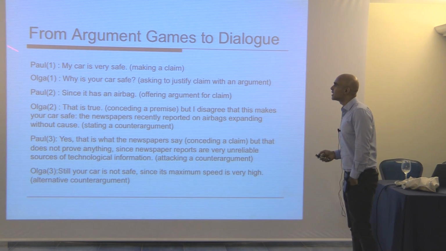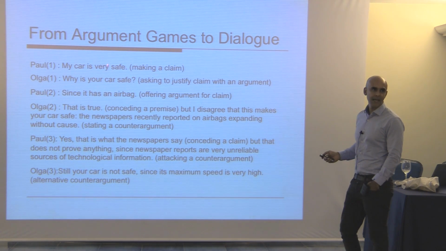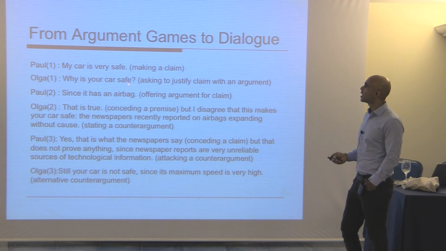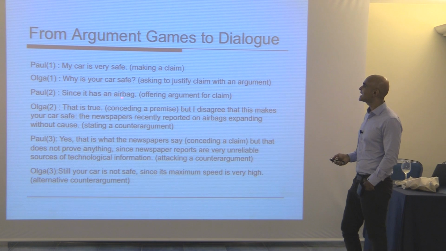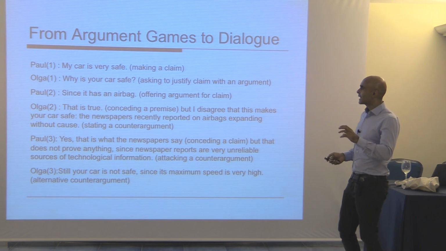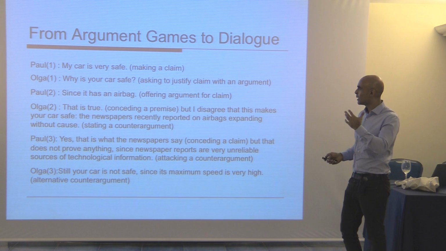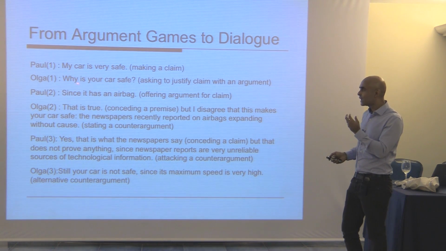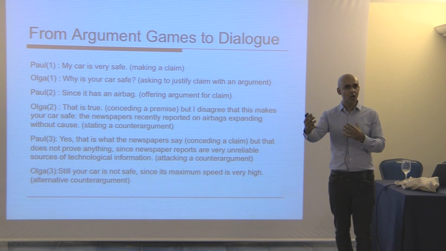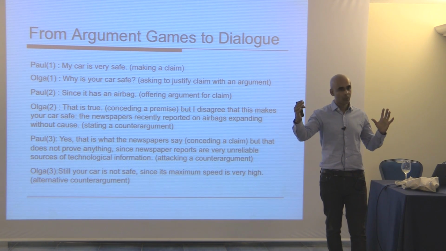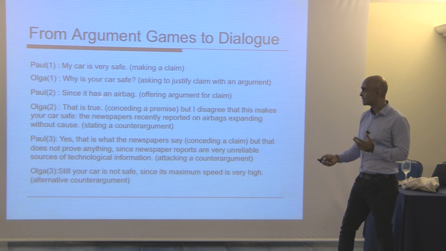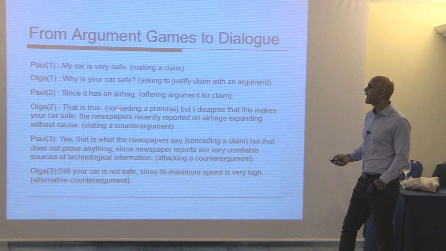So Paul starts in this style. My car is very safe. Paul is making a claim. Olga: why is your car safe? She asks him to justify that claim with an argument. Paul: since it has an airbag. Implicitly, because of the why locution, Paul has submitted an argument: car is safe because airbag. Paul hasn't moved it in one go. He started with the claim, was asked to justify the claim with a why locution, and then provided the supporting reason. Olga says, okay, I concede, that is true.